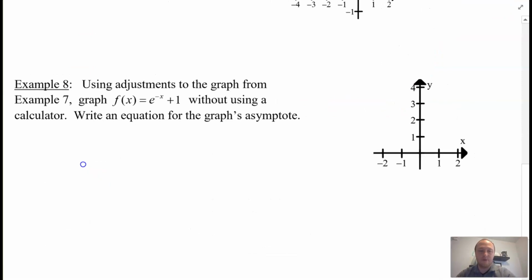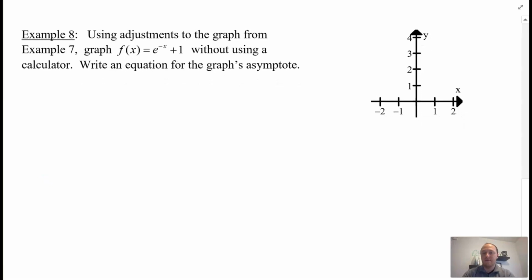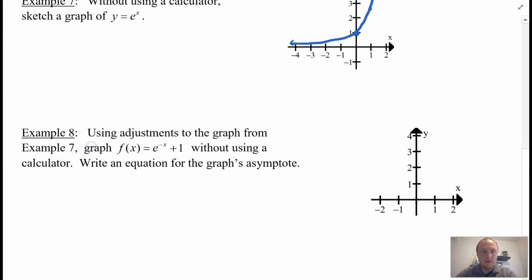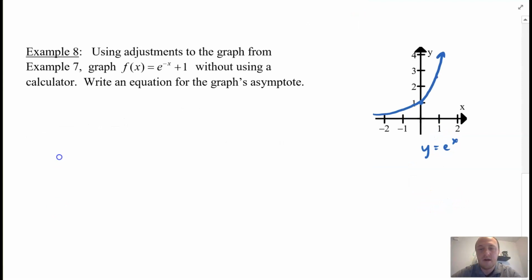All right, example 8. It says, using adjustments to the graph from example 7, graph f of x equals e to the power of negative x plus 1 without using a calculator. I'll graph these in stages for you so you can refresh your memory. Here is y equals e to the x. I'll write that down here. So y equals e to the power of x. Now I'm going to graph y equals e to the power of negative x.